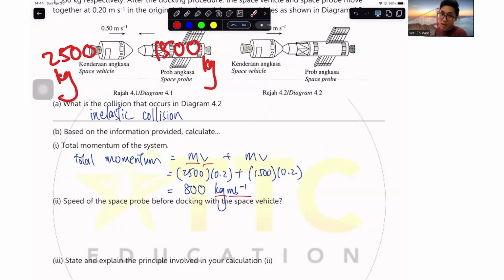Now someone asked, teacher, I thought we need to convert kg to gram first. Actually, no, because our SI unit for mass is kg. Gram, you have to change to kg.